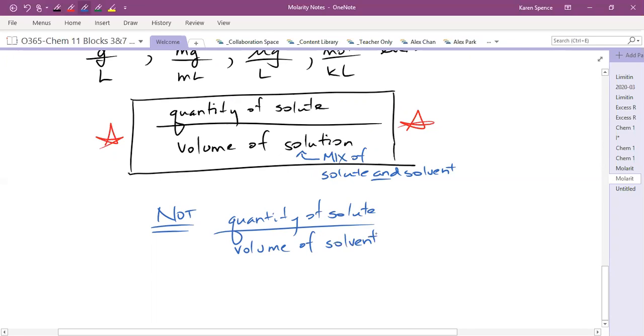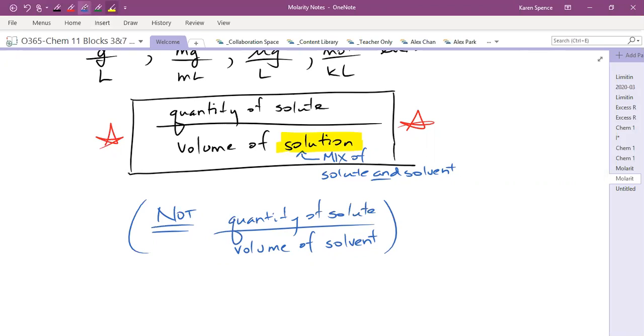Okay, so if we are looking at the volume of a saltwater solution, it includes the volume of the water and of the salt, because if you take water and add salt to it, the volume is going to increase. You simply have more stuff, so it will have a greater volume. So concentration is the quantity of solute over volume of solution, not per volume of solvent. Just watch out for that.